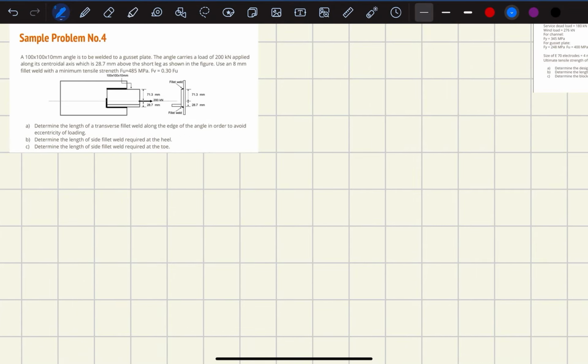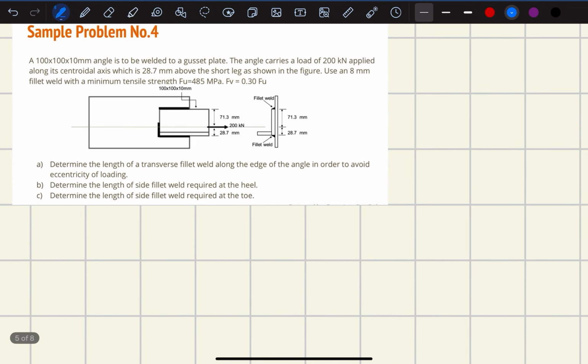By providing more examples. A 100 by 100 by 10 mm angle is to be welded to a gusset plate. The angle carries a load of 200 kN applied along its centroidal axis, which is 28.7 mm above the short leg, as shown in the figure. Use an 8 mm fillet weld with a minimum tensile strength Fu equal to 485 MPa.